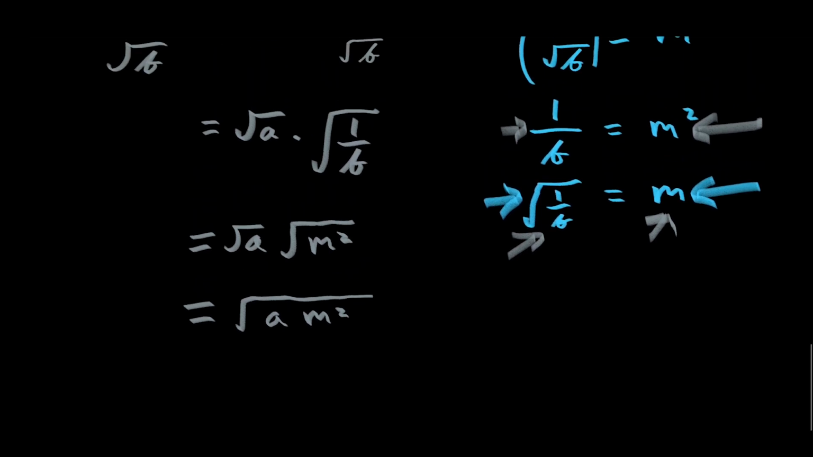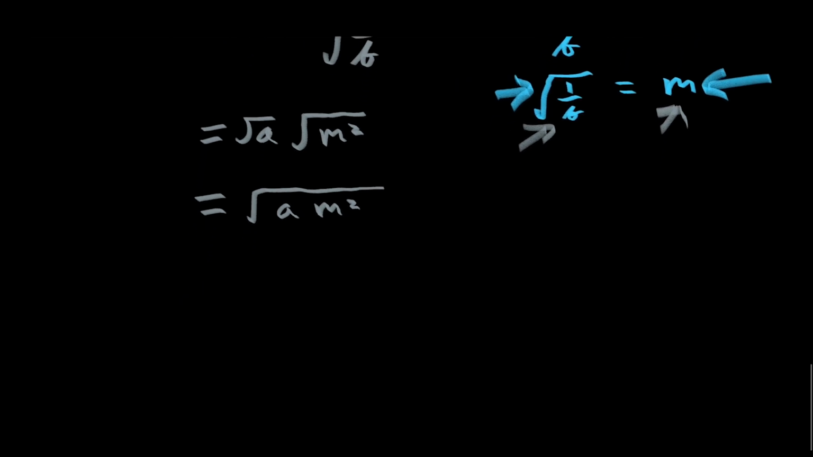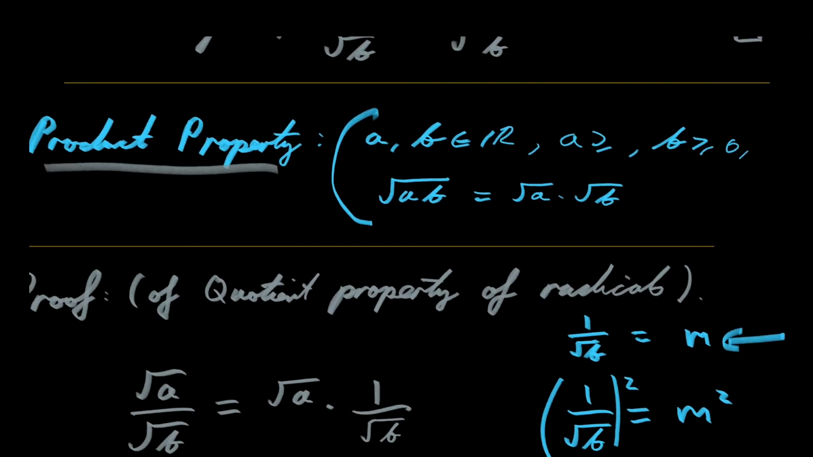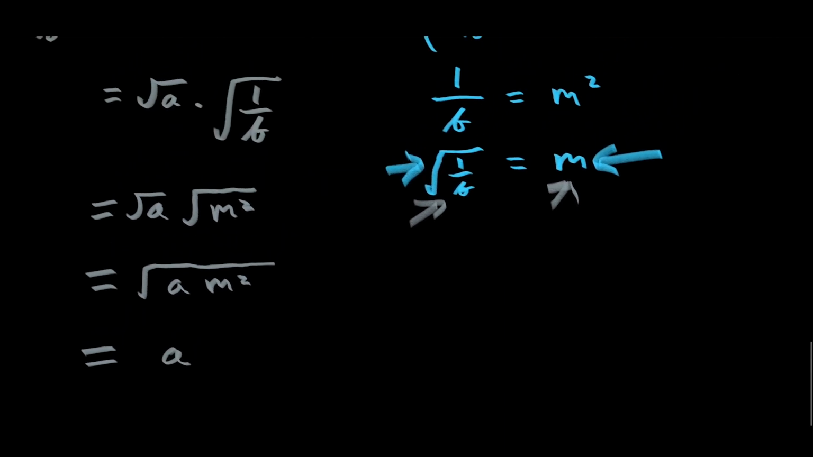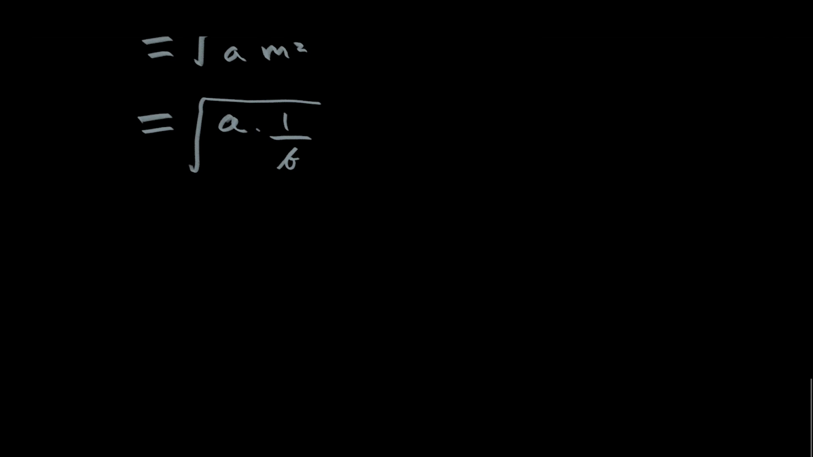But remember, m squared was just 1 over b. So we're just going to substitute it back in. I just made the swap for m squared so you could see the application of the product property. That's where we applied the product property. We could have left it as 1 over b. So square root of a, m squared is 1 over b, so this would be times 1 over b. We still need our square root. But a times 1 over b is just going to be a over b, and we're still left with our square root.